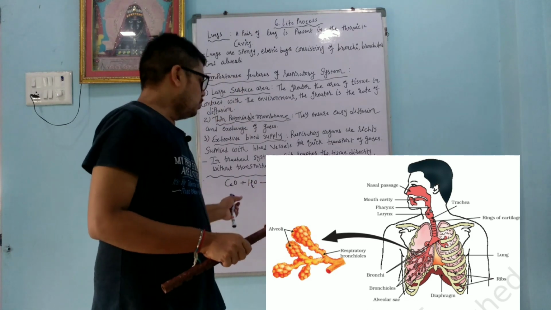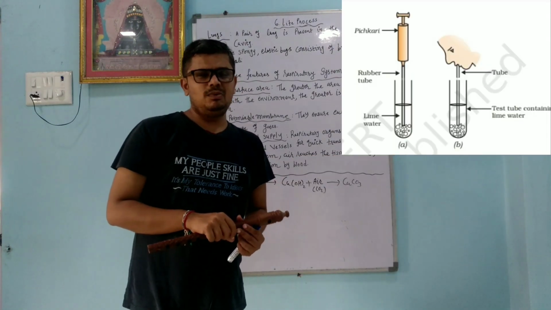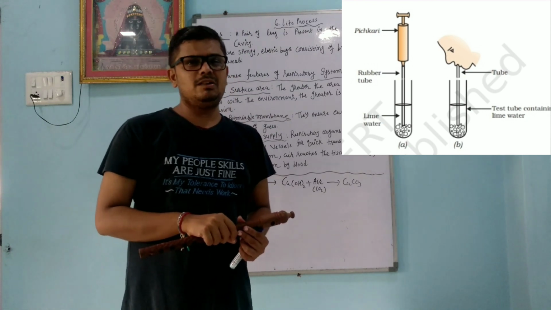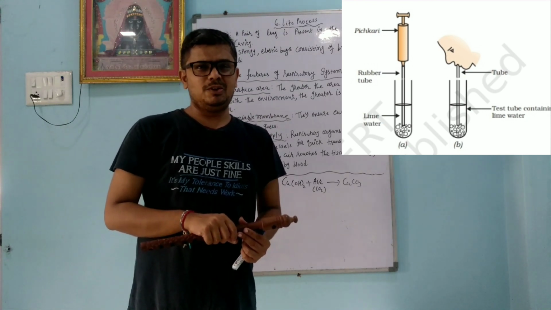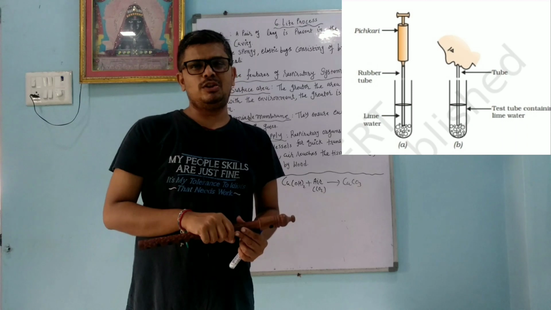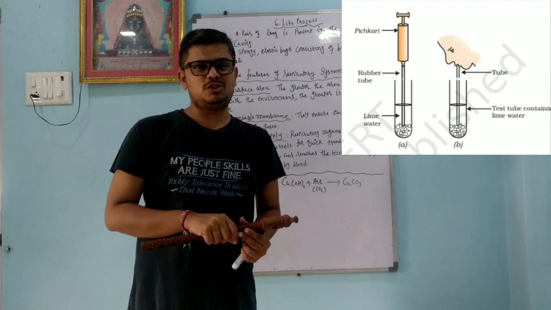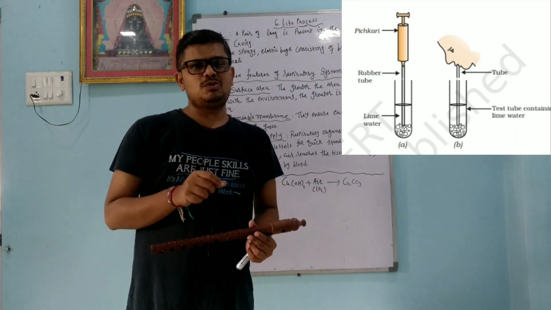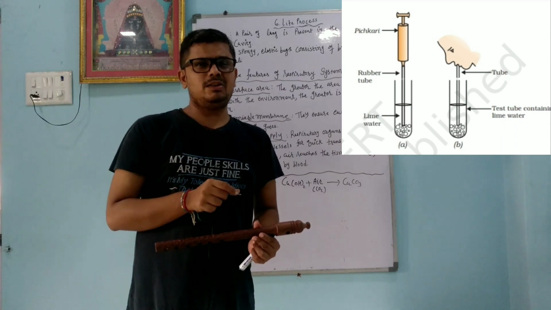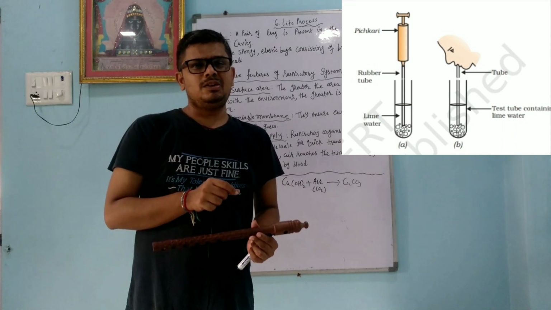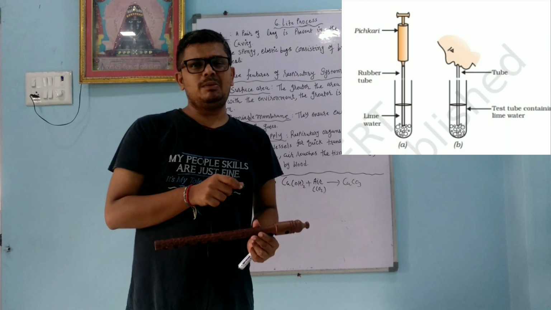Dear students, we are going to learn about one activity. In this activity we will take one beaker. In that beaker we will take a solution of lime. We take calcium oxide and dissolve it in water, so we get slaked lime, Ca(OH)2. In this Ca(OH)2, whenever we pass air, what happens? After some time, the solution in the beaker becomes milky.